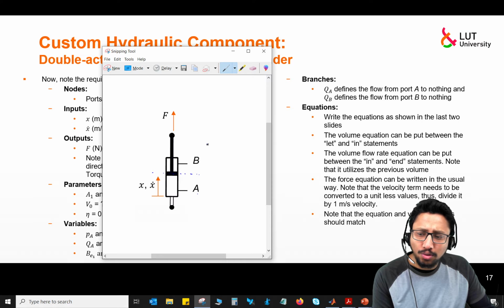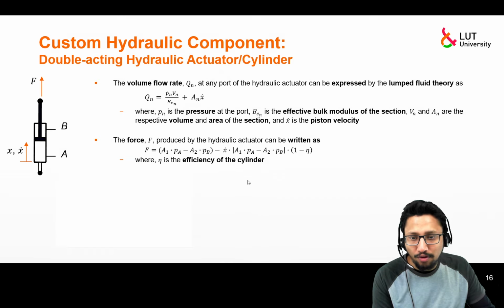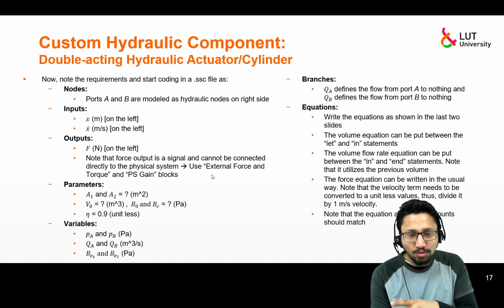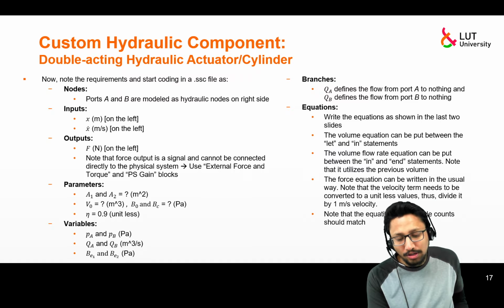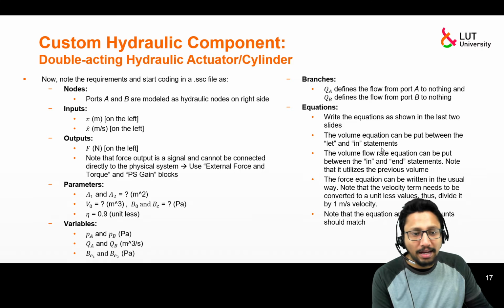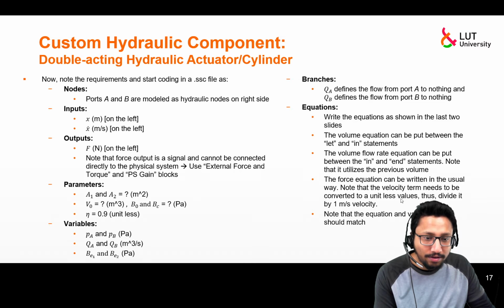Once you have understood this part carefully, you need to write all the equations. All the equations I have already provided here. You need to just figure out the individual sections and write them using pen and paper. This part remains the same as tutorial 7. The volume equation can be put between the let and in statement, reference tutorial 7. Then it utilizes previous volume, please follow tutorial 7.